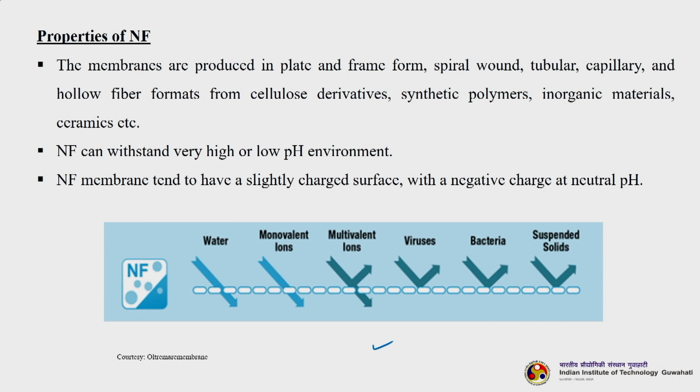NF membranes can be produced in plate and frame, spiral wound, tubular, capillary and hollow fiber formats from various membrane materials, mostly cellulosic derivatives. There are some synthetic polymers, and inorganic materials such as ceramics are also available. Now, NF can withstand very high or low pH environments. NF membranes tend to have a slightly charged surface, with a negative charge at neutral pH.